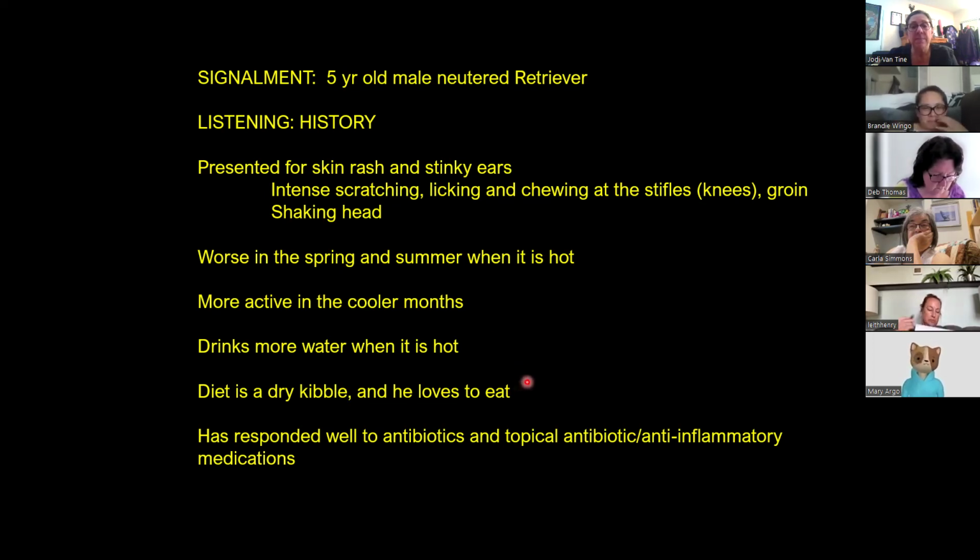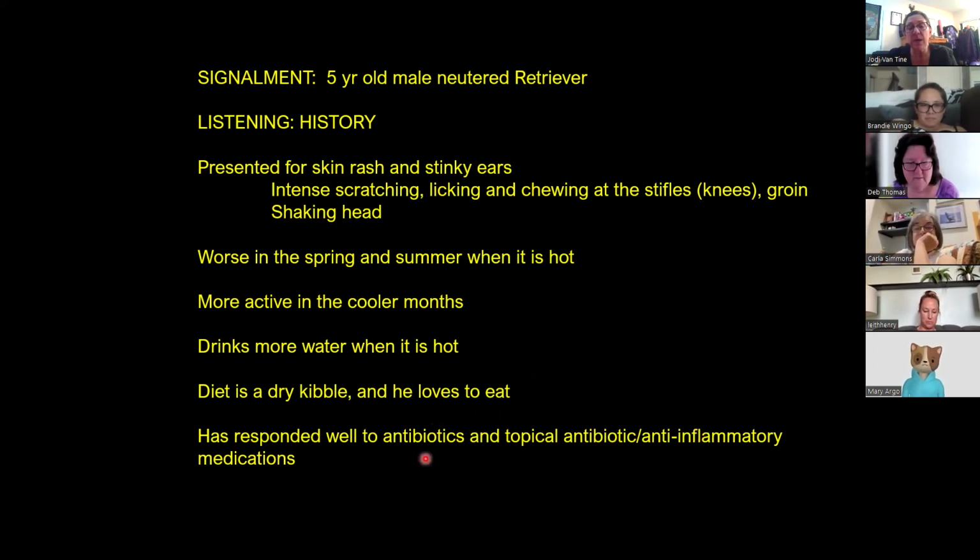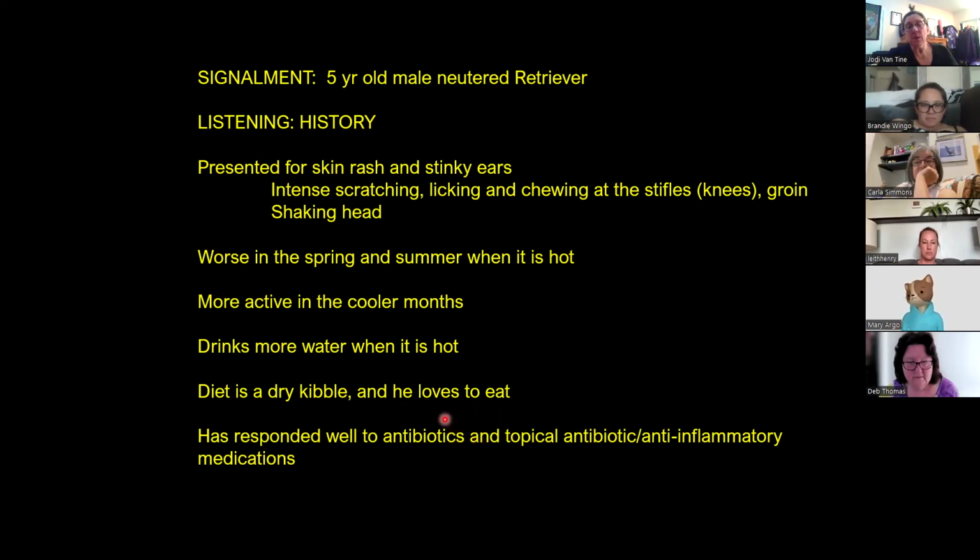He loves to eat. He has been treated in the past for dermatitis, the skin rash, and otitis or ear infections, and it's responded very well to antibiotics and then topical antibiotic and anti-inflammatory medications. We talked about antibiotics are used for infection. Infections are damp heat, and so antibiotics neutralize that character because they are dry and cold. And same with the antibiotic and anti-inflammatory medications. So we can use a response to medications in the past to help supplement what our TCM pattern is going to be now.